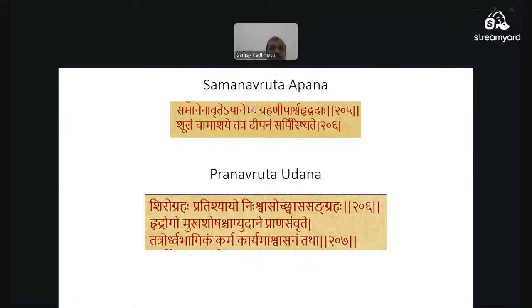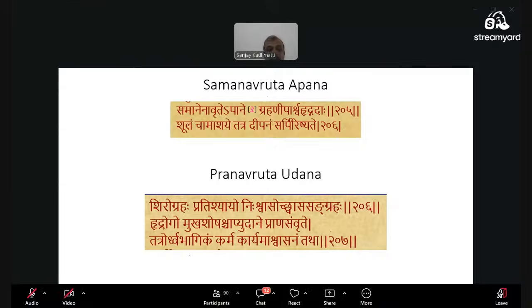Now some symptoms of Udana. So here treatment is: Tatra Urdhvakam Karvam Karyam Ashwasanam Tatha. Again, Urdhvagata Vikara treatment and Ashwasana. Why Ashwasana? Because the patient has symptoms like Hridroga or Nishwasa Uchwasa Sangraha.